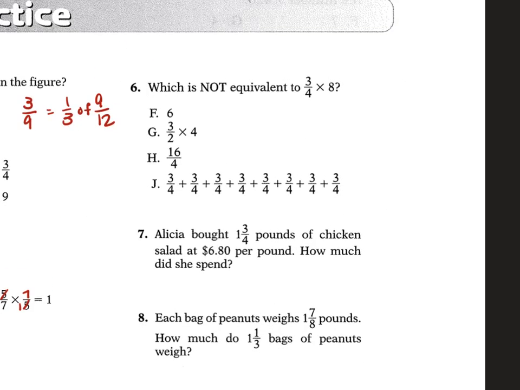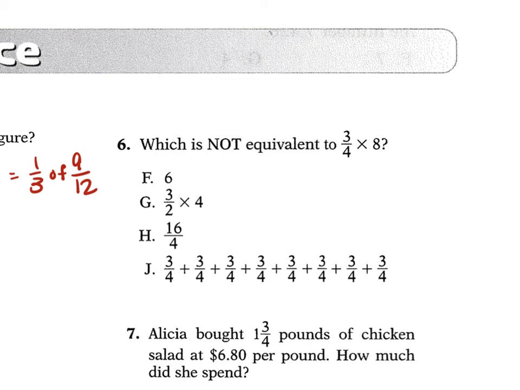For 6, it asks which is not equivalent to 3/4 times 1/8. The 3/4 times 1/8 is the same thing as 3 times 2, which is 6. So we would also have the 3 over 2 times 4.